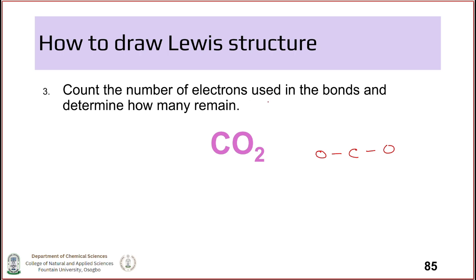And then count the number of electrons used in the bonds. We use only 1, 2, 3, 4 electrons out of 16 electrons. Only 4 electrons are used. So we subtract 4 from 16 and we will have 12 left. So 12 electrons remain to be used.